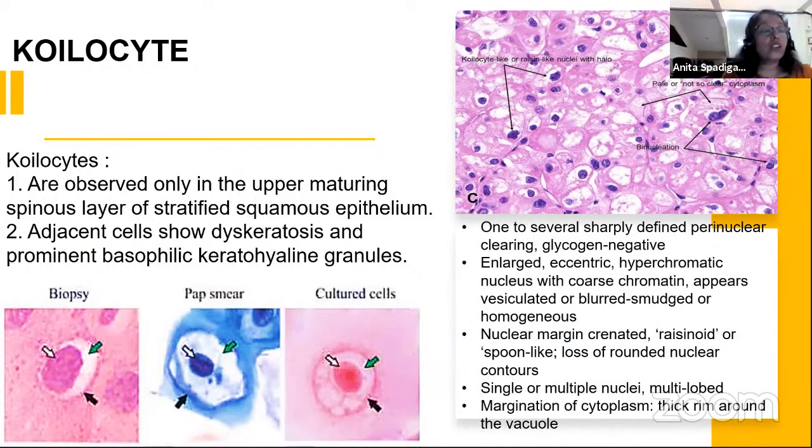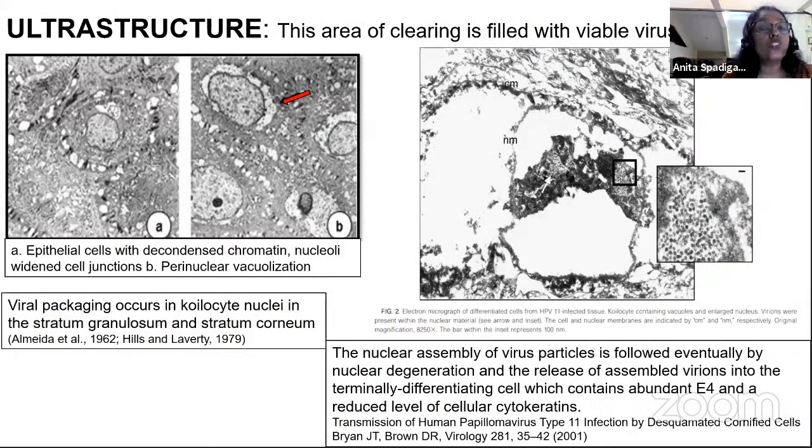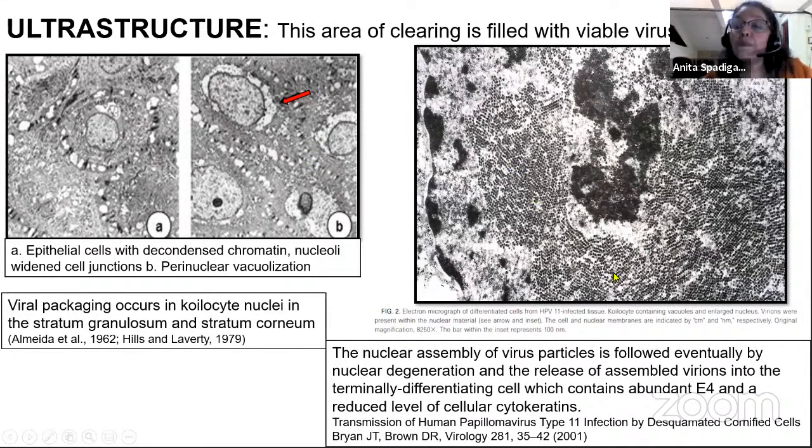Now, the ultrastructural appearance of koilocytes shows this perinuclear vacuole forming within the cell. And you can see in the ultrastructure the tightly packed viral particles, which are all seen in the nucleus, where the viral particles are assembling. So that's looking at the HPV, both the cytology and the histopathology, and at the ultrastructural level.